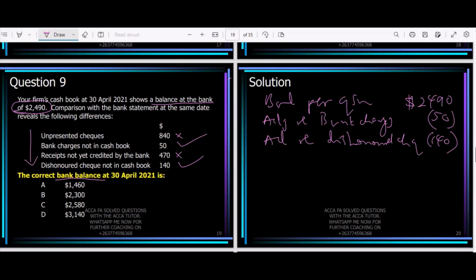So we get the difference, and this difference is how much? Let me use my calculator here and identify what's going on. So I get 2,300. So the answer is B. Okay, thank you. Let's go to the next question.